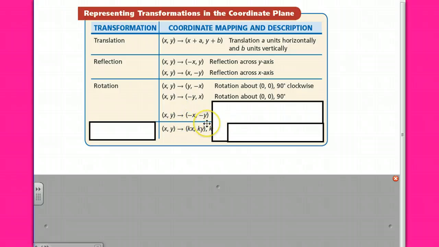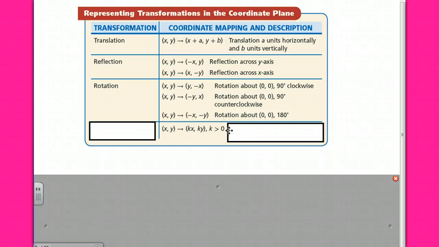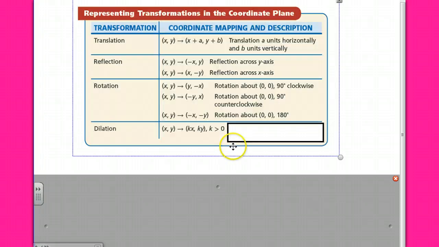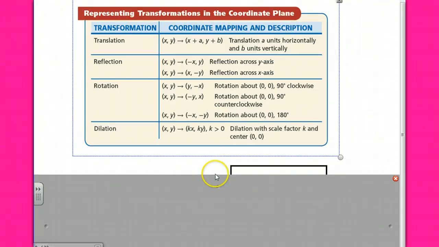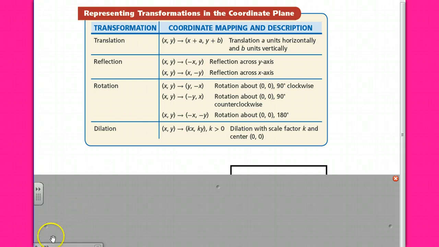And then what happens if we make both of our values negative? We have a rotation about (0, 0) of 180 degrees. I was just referencing that here. You end up with an absolute 180-degree rotation. And then finally, we just saw this in our last sample. When we multiply each coordinate by a factor that is greater than 0, we have a dilation, a larger figure, right? Whoops, let me undo that. Let me just take this off. There we go. So we have a dilation with a scale factor of k.